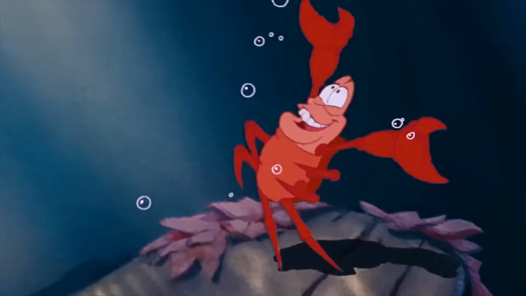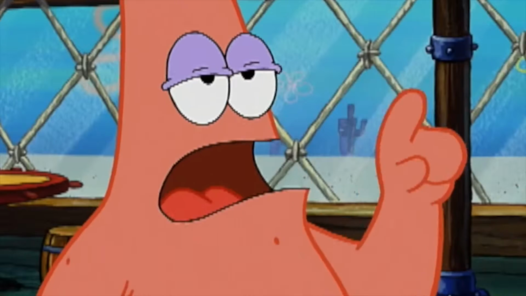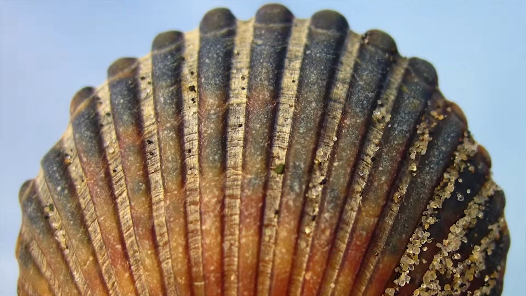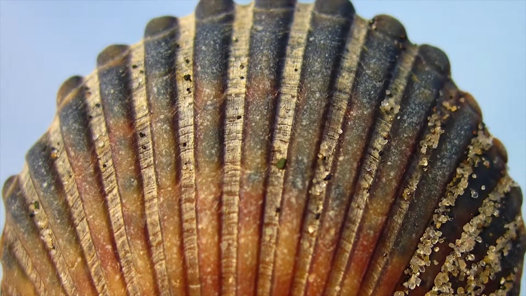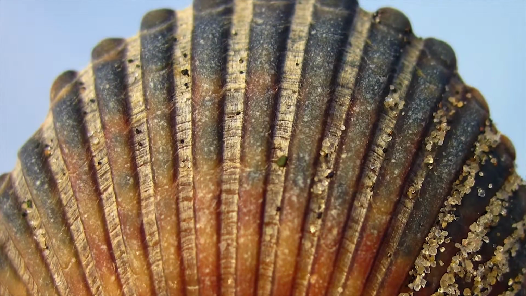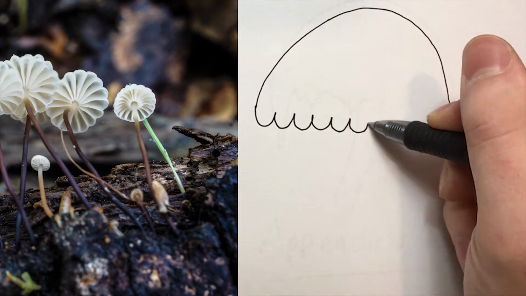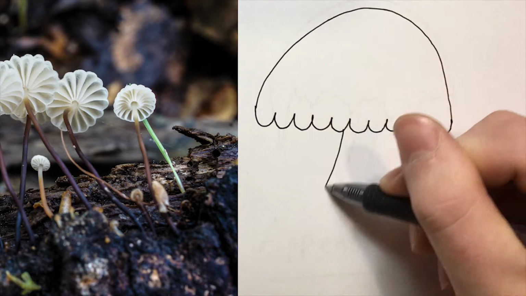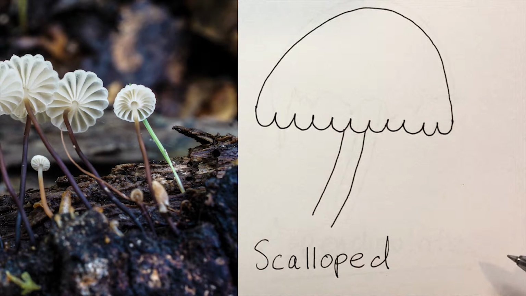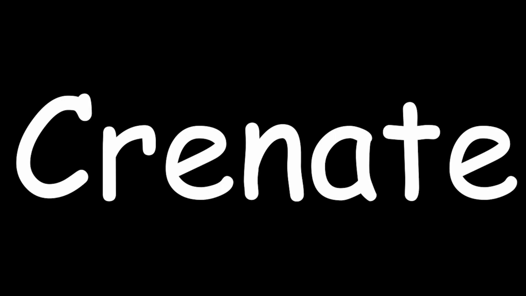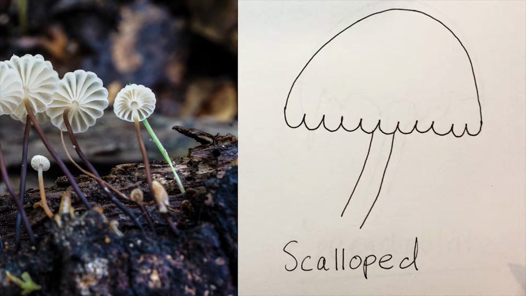While we're still under the sea, why not stop at a restaurant and order some seafood? I'd recommend the scallops. If you look closely at the edge of a scallop shell, you can see a pattern of evenly rounded hills. If we see a margin that looks like this, call it scalloped. Of course, there's always another older word you might see people use, and that word is crenate. But personally, I just go with scalloped.